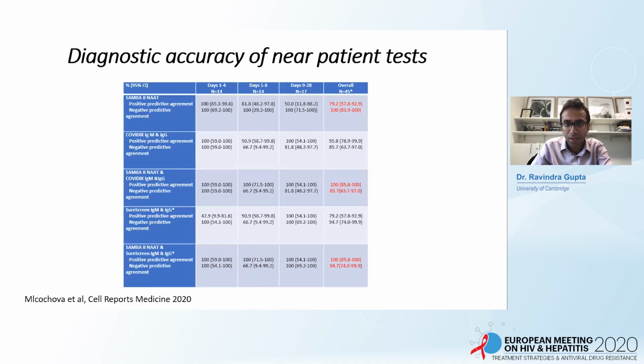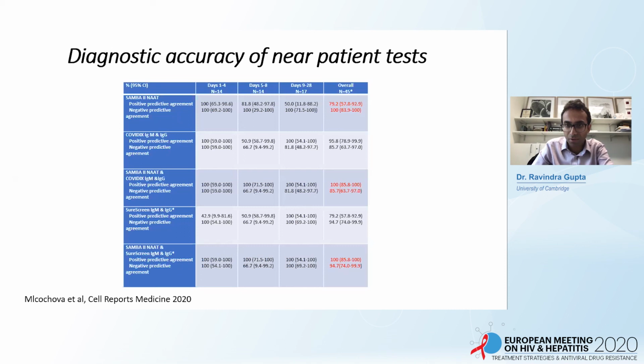Basically, you can see that if you use Samba alone, in other words, the point of care nucleic acid test, you only have an 80% sensitivity. You're missing 20% of cases. But if you use serology test in combination, you can get to 95% sensitivity. With the combined, so 100% sensitivity with the combined test with a 95% specificity. So this is using the Shaw screen point of care antibody test.